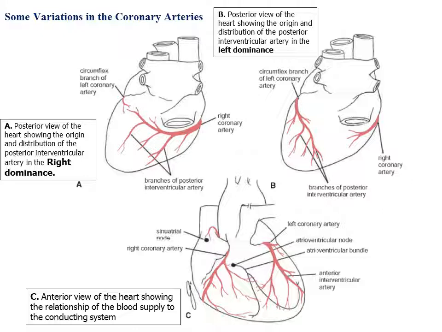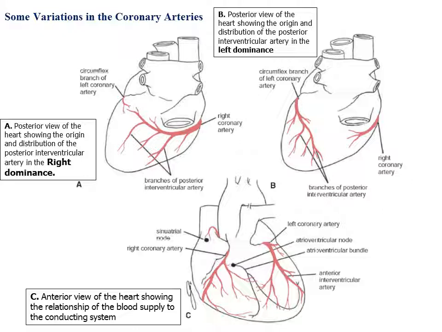In left dominance, on B here, we still have the posterior surface of the heart, showing the origin and distribution of the posterior interventricular artery in left dominance. You see, the circumflex artery is giving the branches going to the posterior interventricular artery. It's a simple illustration, but it means something significant. Always, many problems of the heart. I'm talking now about diagram C.